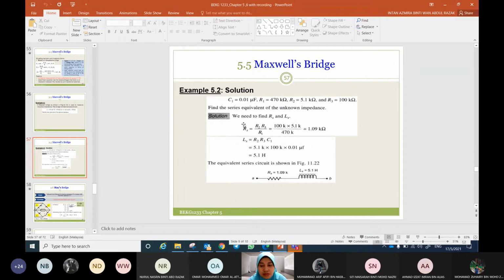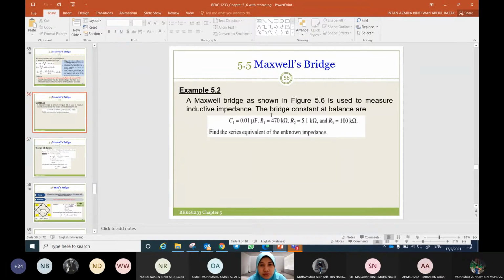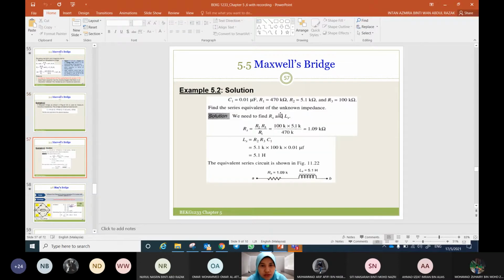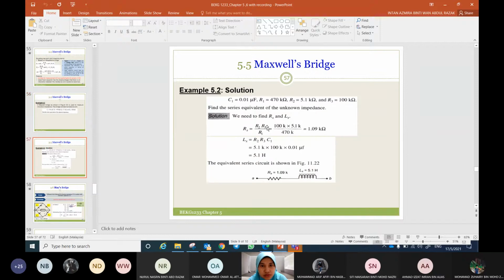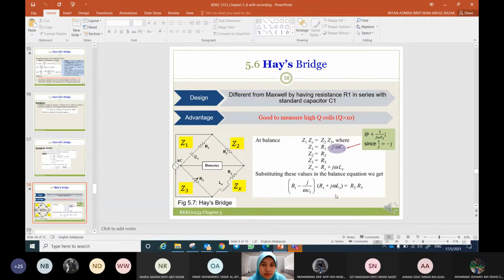So example 5.2 is just for using the formula. Maxwell bridge is shown in figure 5.6, given the values of C1, R2, and so on. The question is to find Rs and Ls. So this example just uses the final formula for Rs and Ls, but usually we should derive from the beginning. Okay, so this is for Hayes bridge.